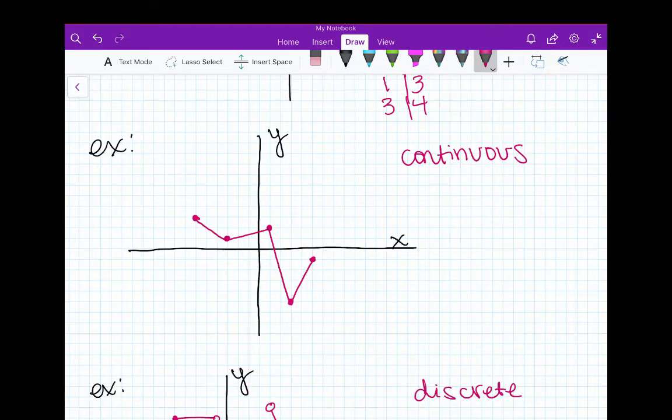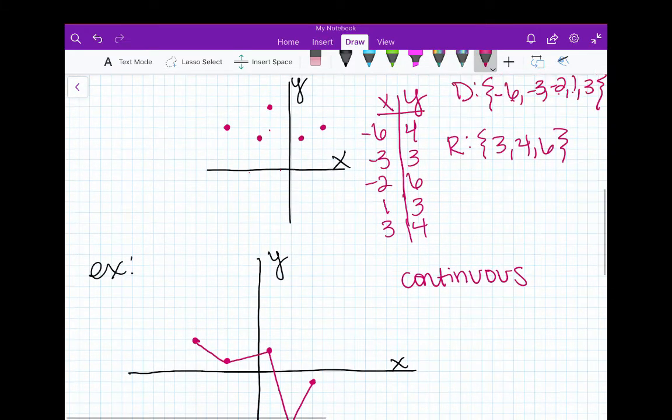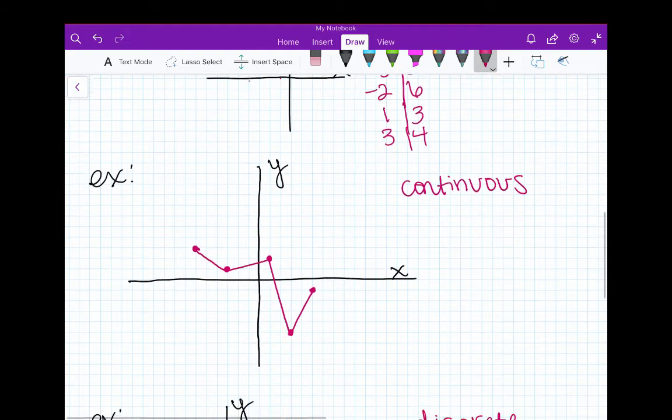This is an example of a continuous graph, which this is a function. It does pass the vertical line test. When we have a continuous graph, our domain and range are going to look a little bit different. We are going to use inequalities. We're not just going to make a list like we did before.